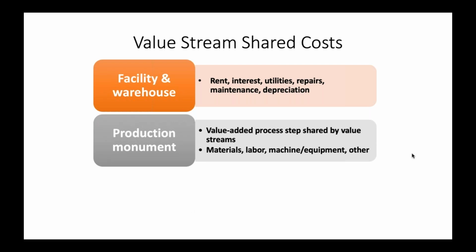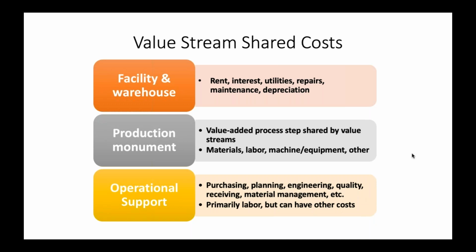Then there are production monuments. What is a production monument? The term monument is a lean term if you're not familiar with it. It's just a value-added process step that is shared by more than one value stream. And most manufacturing organizations have a monument or two in their business. And what are the costs involved? Well, you have materials, you have labor, you have machine, equipment costs, and maybe other.